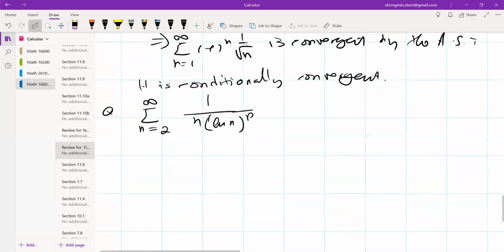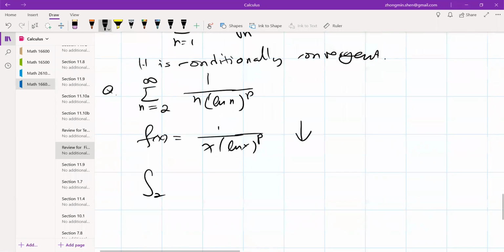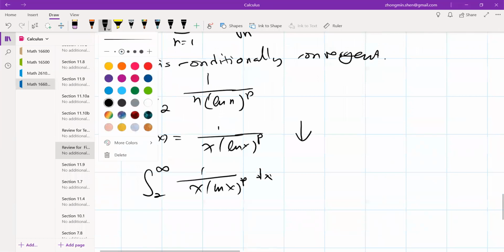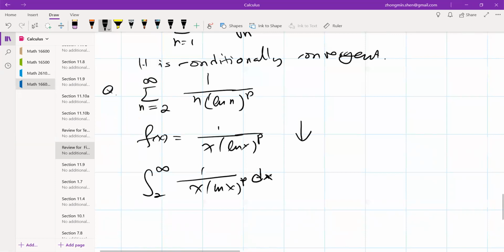The function is going to be 1 over x natural log x to the power P, right? So clearly it's decreasing, okay? You don't need to worry about that. But the integral from 2 to infinity, yeah, this is going to be the limit as B approaches infinity, right?